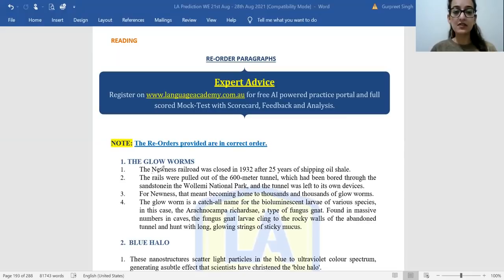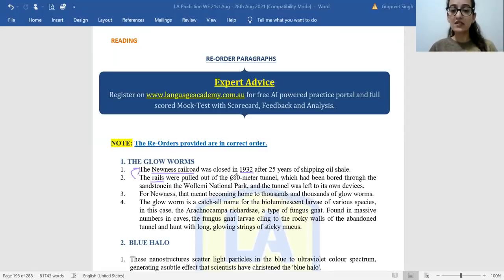They say the Newness Railroad. If we see N is capital, that means it's a name. So the Newness Railroad may be the name of some railroad which was closed in 1932. We have a year given, after 25 years of shipping oil shale. There's nothing as a reference in this sentence, so it seems to be a complete sentence, and it is one. Then they say the rails were pulled. So the rails is a shorter concept taken from the Newness Railroad. Here they are referencing these rails that they have already mentioned.